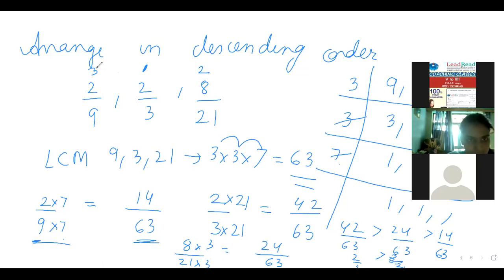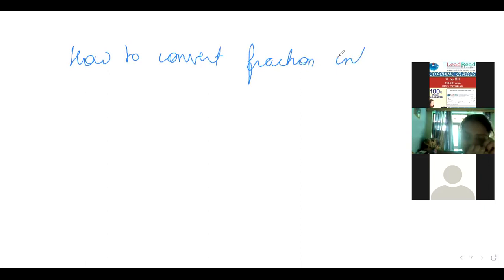Ma'am, can you tell me how we can convert a fraction into a decimal? Speak again. Ma'am, can you tell me how to convert a fraction into decimals, he said. Correct, correct. So let's see how to convert a fraction into a decimal.